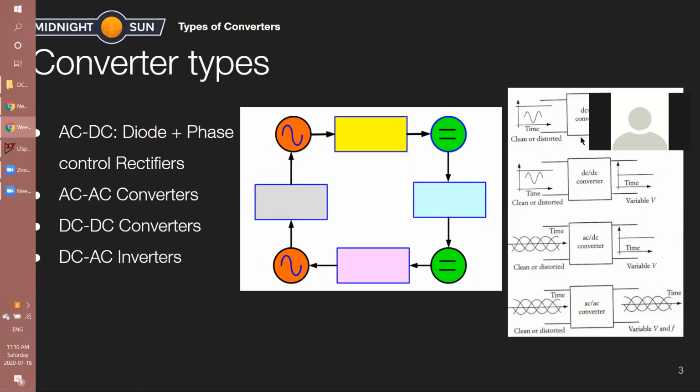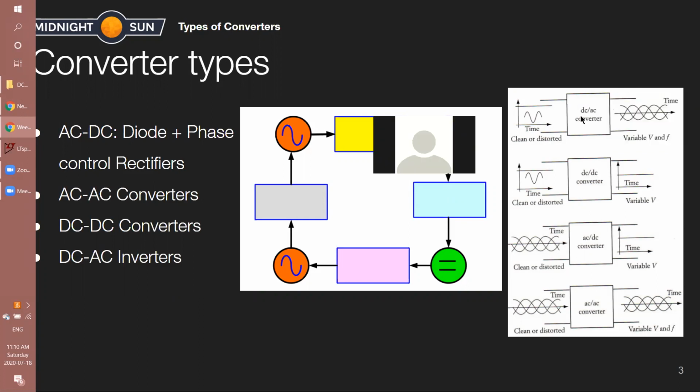Cool. So back to the subject. We have AC-DC converters, AC-AC converters, DC-DC converters, and DC-AC converters. And there's a ton of applications which we'd use for each of them. And it really requires us knowing what the inputs and outputs are, like I said before.